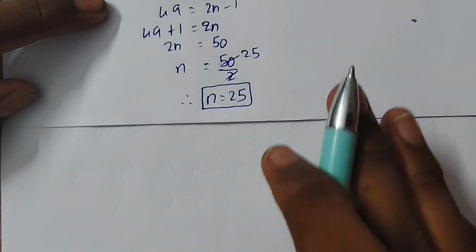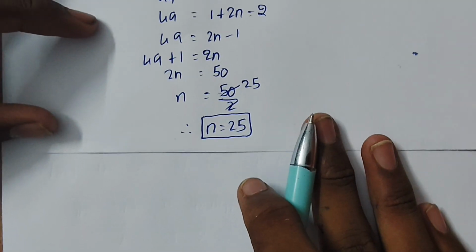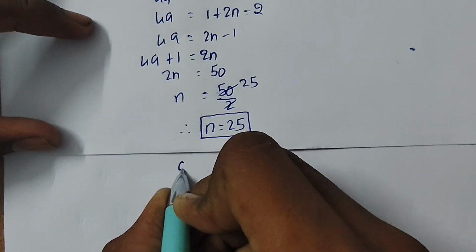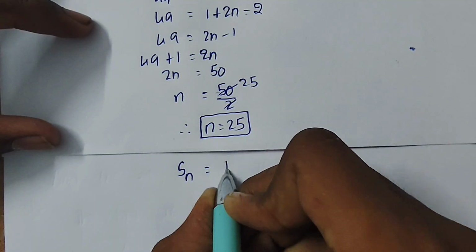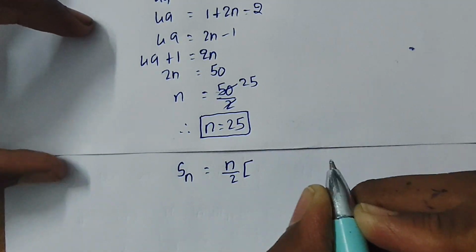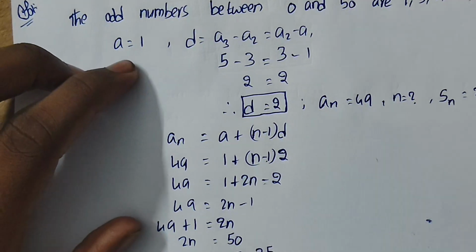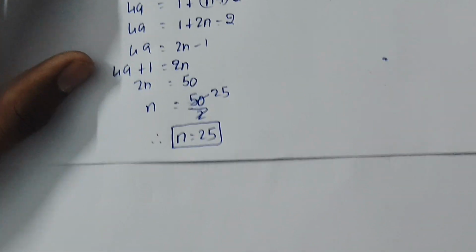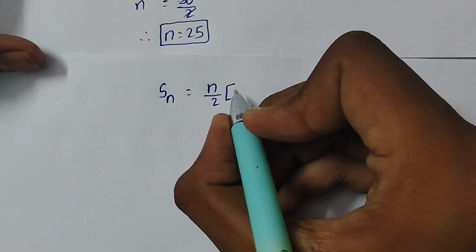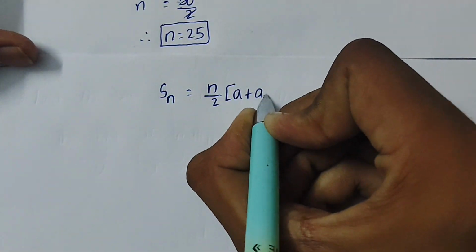Now let's find the sum of n terms. So Sn is equal to, we know the formula of Sn when the first term and last term are given, that is n by 2 into a plus an.